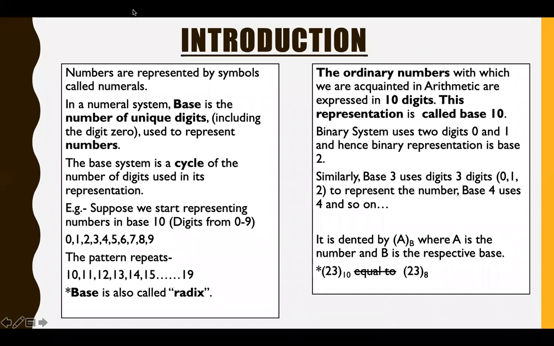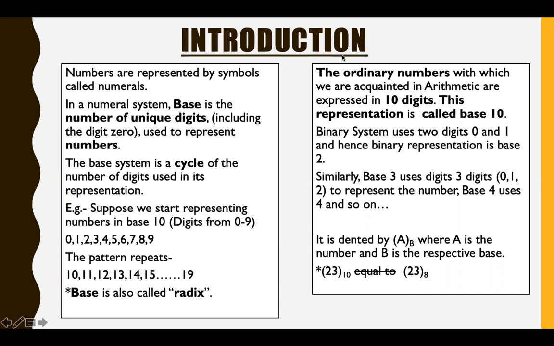Okay, so numbers are represented by symbols called numerals. In a numeral system, the base refers to the number of unique digits, including 0, which is used to represent numbers. This system is a cycle of digits used in the representation. For example, suppose we represent numbers in base 10, which is what we do generally. The digits used here are 0 to 9. This pattern repeats after that.